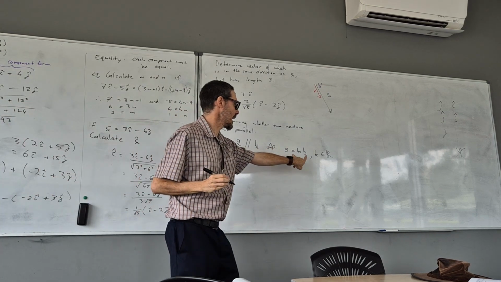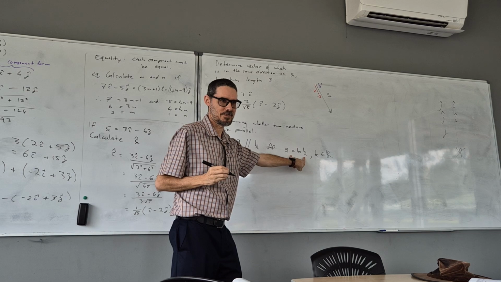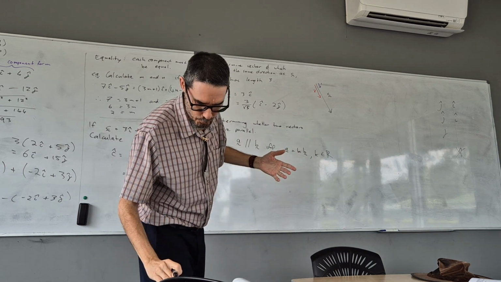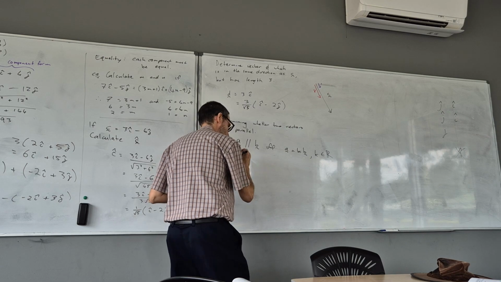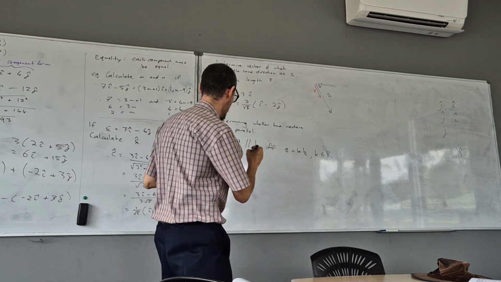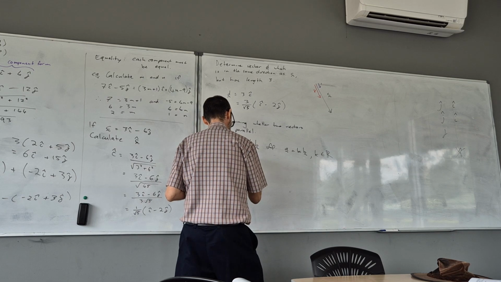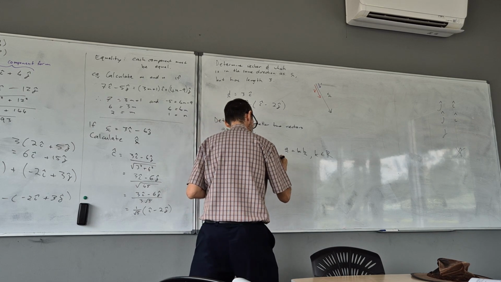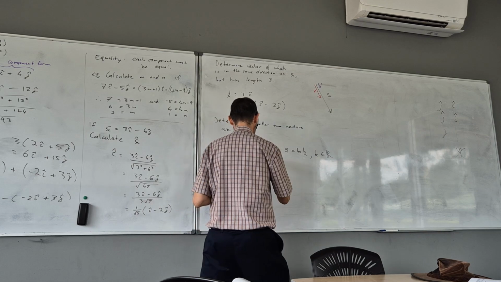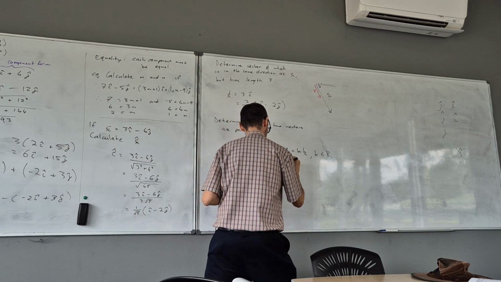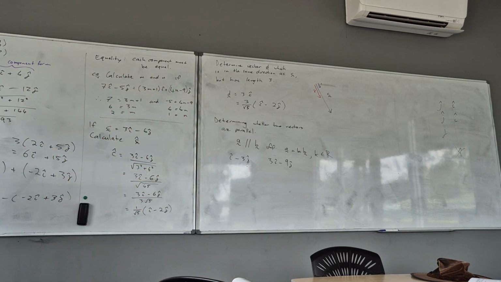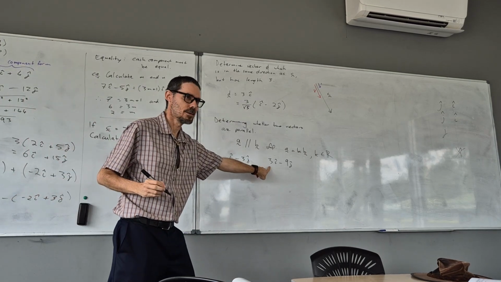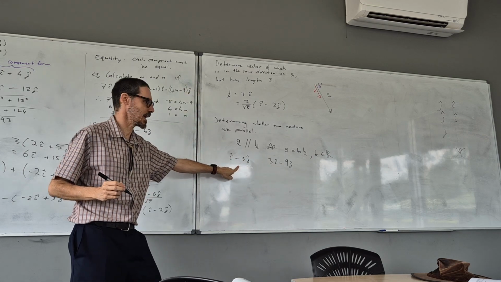So two vectors are parallel if they are a scalar multiple of each other. For example, i hat minus 3j hat and 3i hat minus 9j hat. These two vectors are parallel, because this one is 3 times that one.